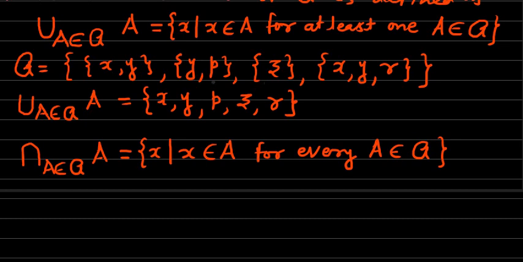If we consider this script A as in this example, then the intersection of A over A belongs to script A is the empty set. Why is it the empty set? Because in the first set we have X and Y, which is not present in the third set. As the first and third sets do not have any element in common, the intersection of all these sets will be the empty set.